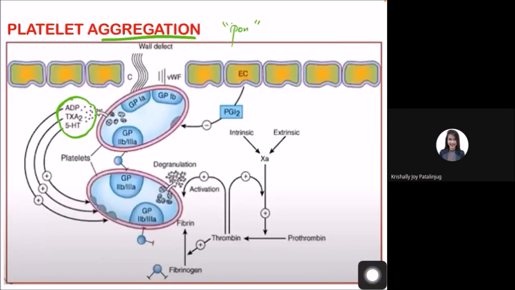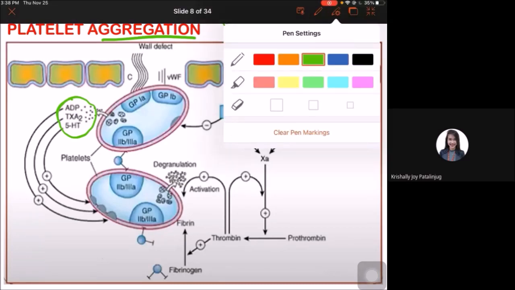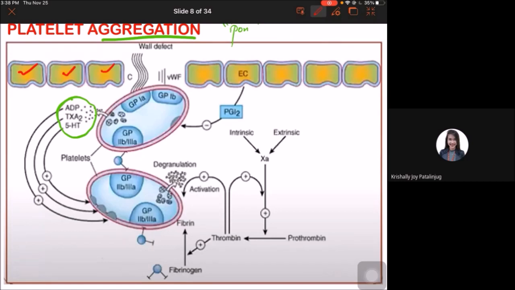Okay? Sige, let's review the three steps using this illustration. So, kumbaga, summary na to ng platelet migration and aggregation. So, number 1, for instance, itong mga kulay yellow-green. This is the endothelial cell, no? Sila yung mga endothelial cell, yung exposed sa blood.